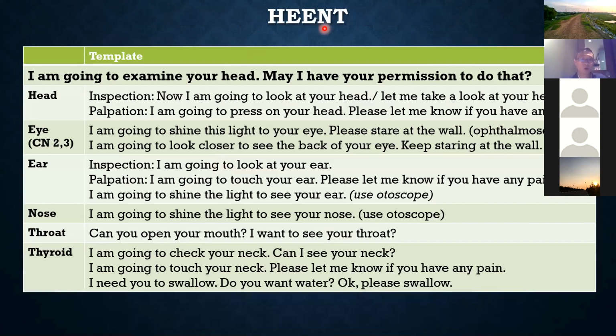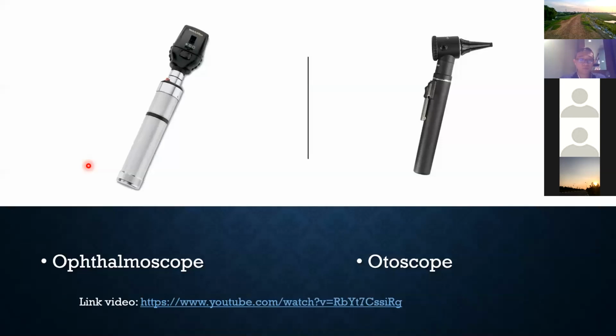And this is the HEENT part. I just go part by part here, and this is a template that I can give you guys to talk with the patient when you do the HEENT part. This is the picture of the ophthalmoscope and the otoscope here. And because we're on an online platform, we cannot do the physical exams for you guys. I'm so sorry about that. But I attached the link of the video here. You can watch later.